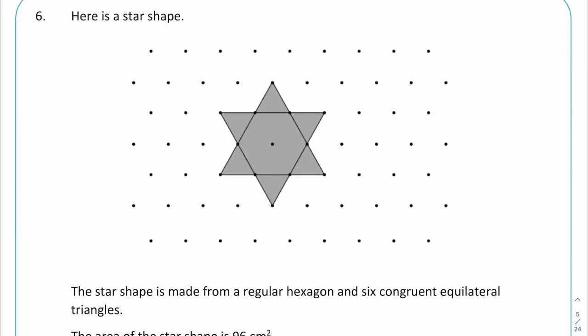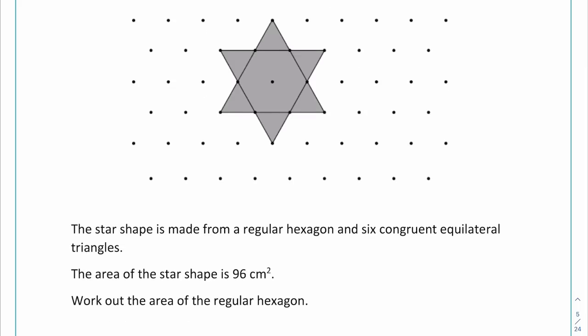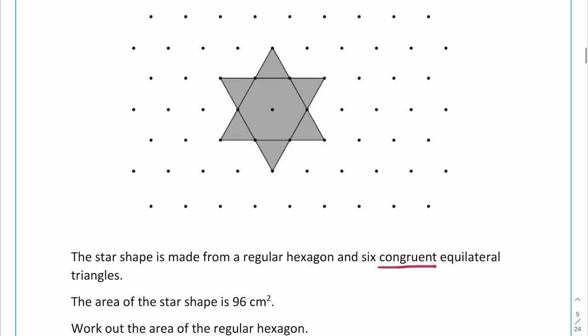So question 6, here is a star shape. It says the star shape is made from a regular hexagon and 6 congruent equilateral triangles. So that congruent word means that they are exactly the same. It says the area of the star shape is 96. Work out the area of the regular hexagon. So the regular hexagon is this shape right here on the inside of the star.